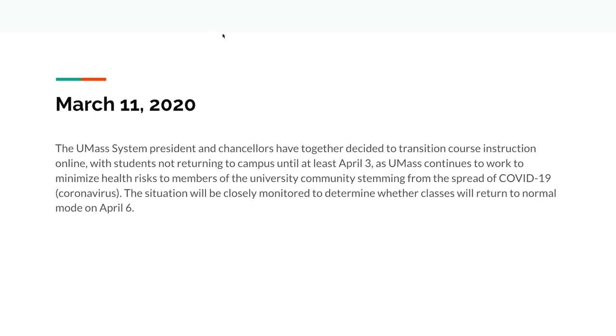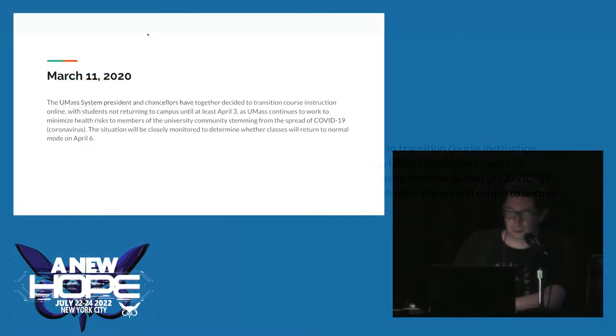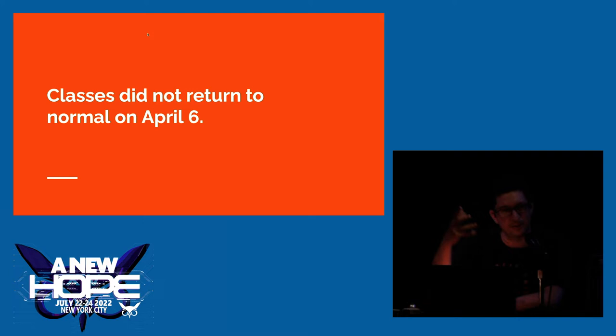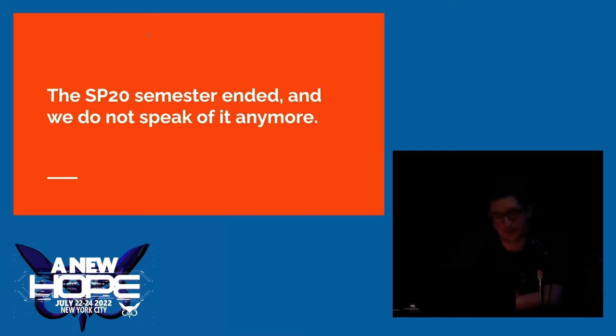And so on March 11th, 2020, like so many other people, I got an email that said we were going full remote, and everyone was devastated. I don't really want to talk about that, but this is what happened. They said they were going to assess the situation. Of course, everybody went full remote for a very long time, through the entire next school year. So the classes did not return to normal on the date that they thought maybe they would. So the semester ended, and we're not going to speak about that at all. We don't need to talk about it.